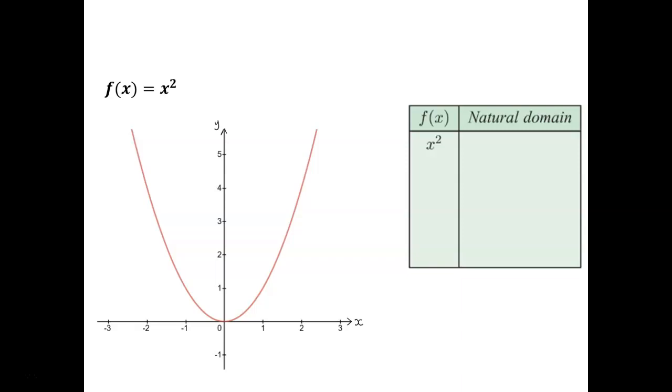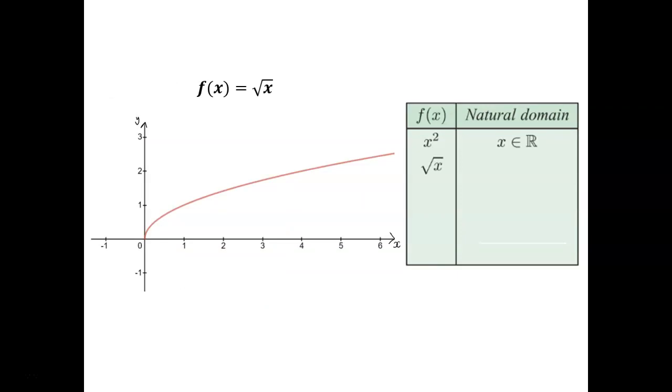Notice that my graph has the arrows missing at the end of the function, but you assume that it continues. So in this case, there are no restrictions on x, which means that x belongs to the set of real numbers. Now the next function is f of x equals the square root of x.